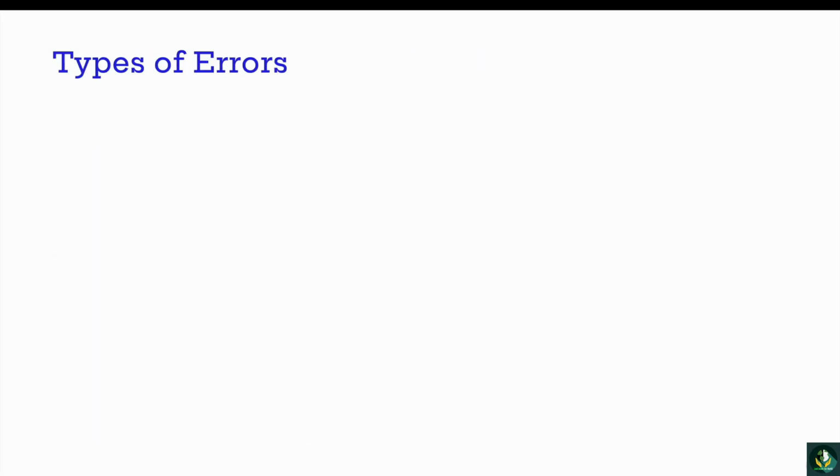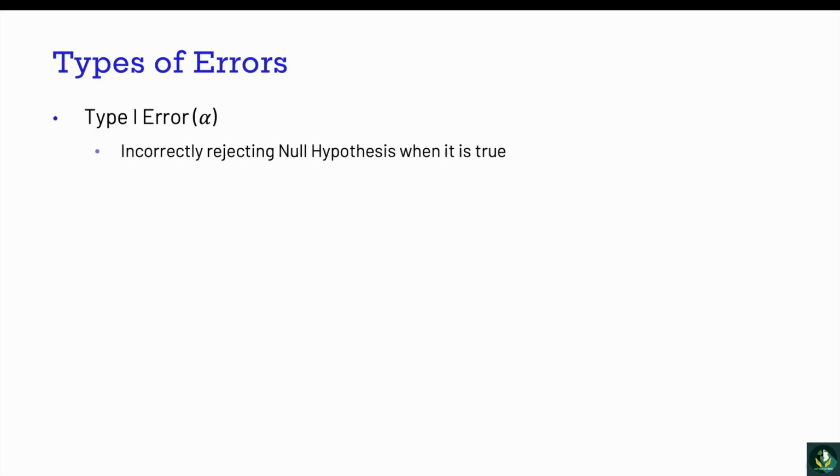Now, what are the different types of errors? We have type 1 error, alpha, which is incorrectly rejecting the null hypothesis when it is true.